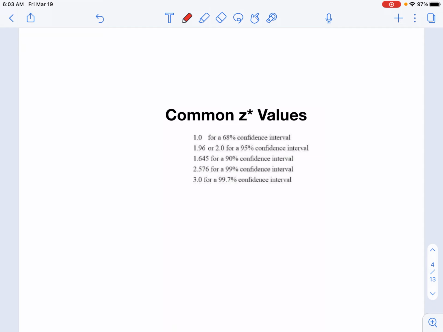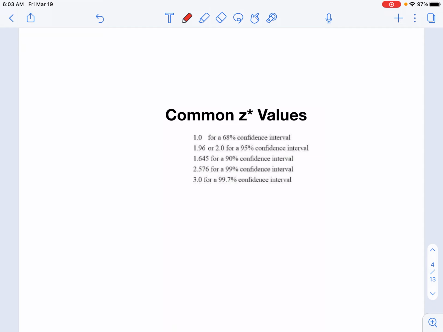Here are those common z-star values. Like I said, most often we'll be using 95%, but if it's not that, then it would probably be the 90% or 99%. Really, the 1 or 3 is just there because of the empirical rule for 68. Nobody's finding a 68% confidence interval. 99.7% sounds really good, but again, the sacrifice there is the width of the interval is extremely wide. It's not very practical and helpful.